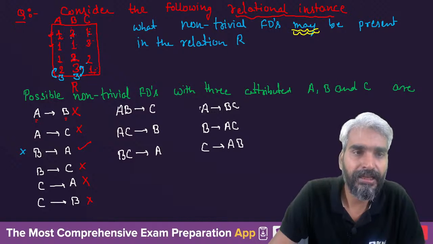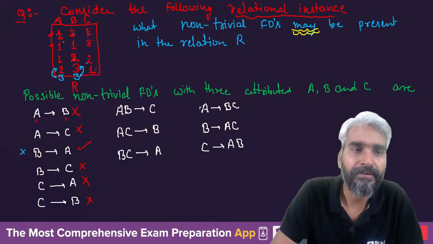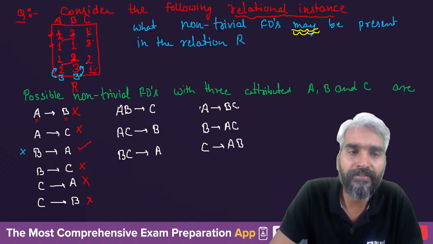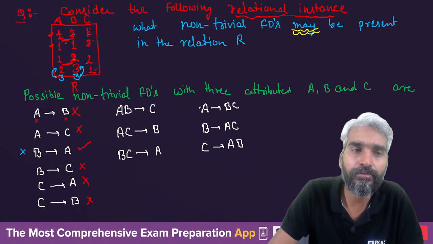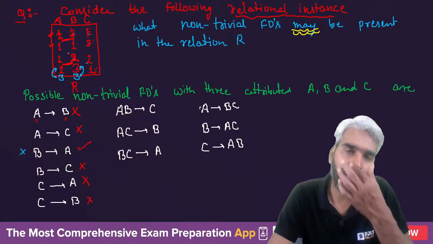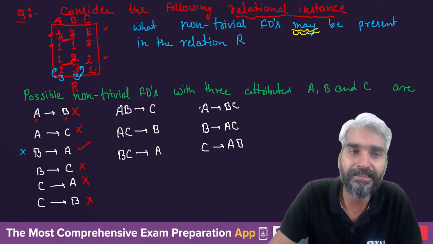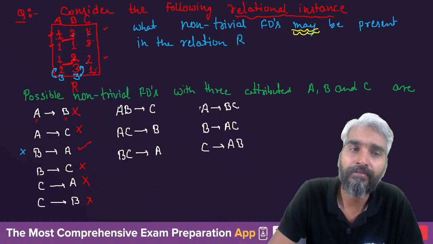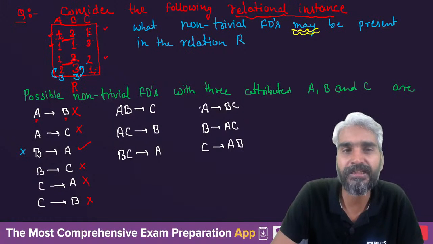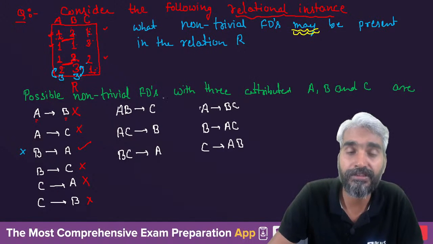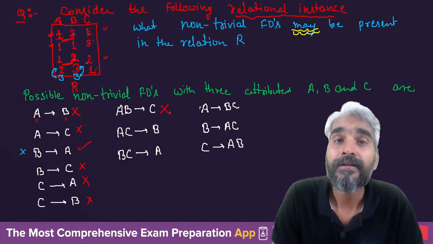Now, AB. So, values of A and B are 1 and 2. Do we have 1 and 2 anywhere else? Yes, sir. Values of A and B are 1 and 2 in multiple tuples. It means the values of attributes A and B are same, then the value of attribute C should also be same. But it is not the case when the values of A and B are 1, 2. In the first tuple, the value of C is 1. In the third tuple, the value of C is 2. Therefore, this is not a valid non-trivial FD.